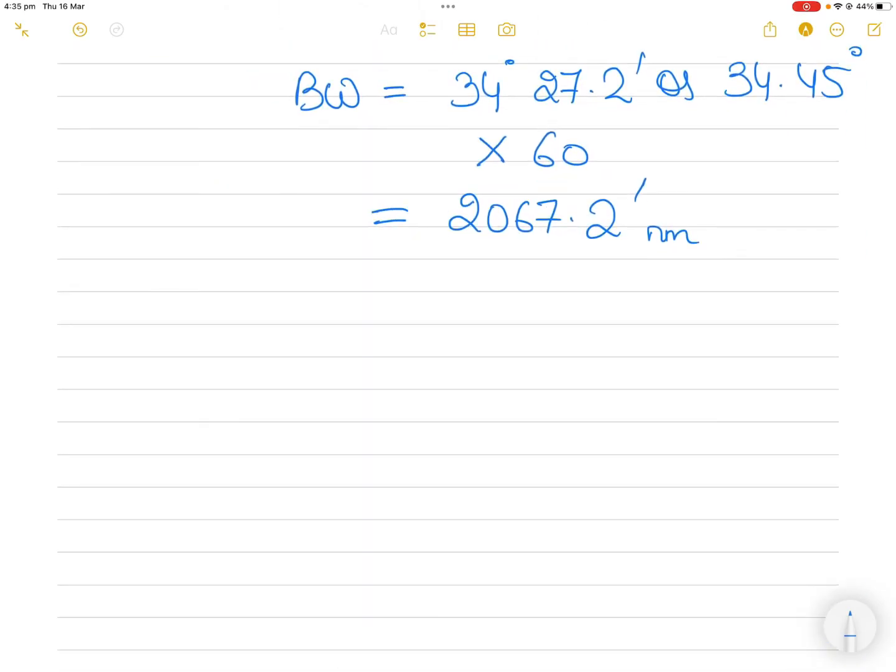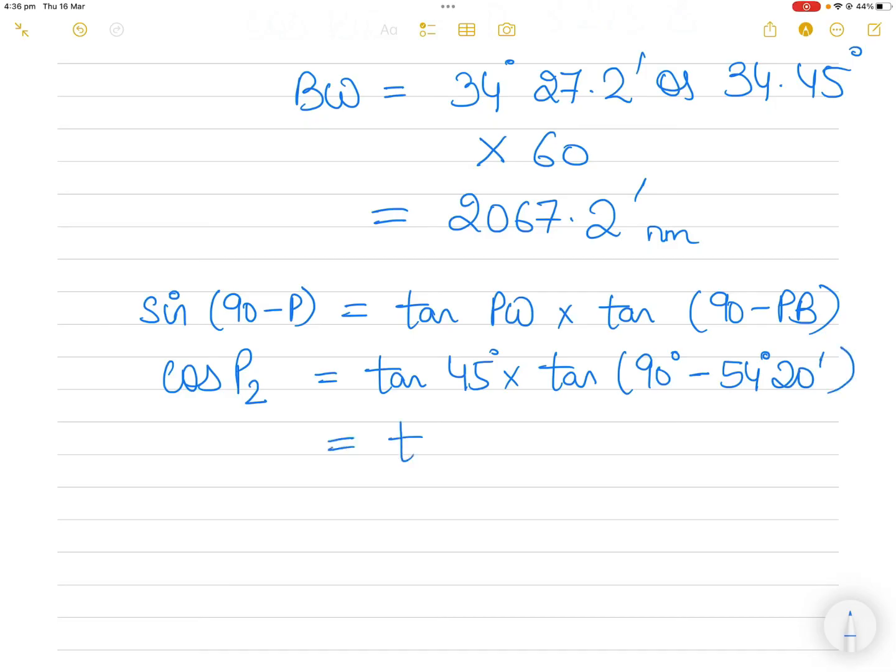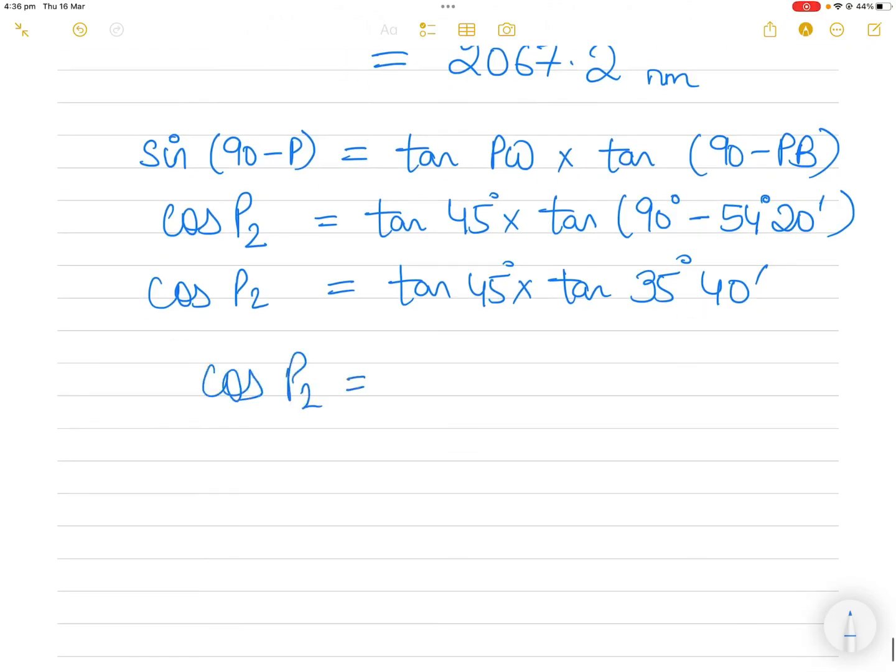So the new equation will be sine of 90 minus P equals tan of adjacence, tan of PW multiplied by tan of 90 minus PB. This becomes cos P, or we can call it cos P2 in this case. This is still tan of PW, or tan 45 degrees multiplied by tan of 90 minus PB. PB was 54 degrees 20 minutes. So this can become tan of 45 degrees multiplied by tan of 35 degrees 40 minutes. So cos of P2 equals tan 45 multiplied by tan of 35 degrees 40 minutes, 0.71769, or P2 equals 44 degrees 8.1 minutes.